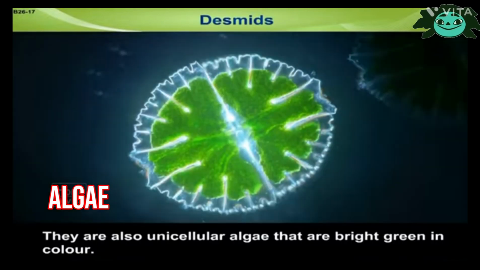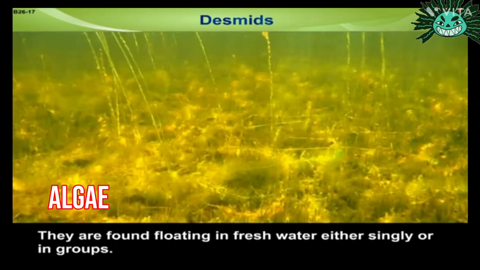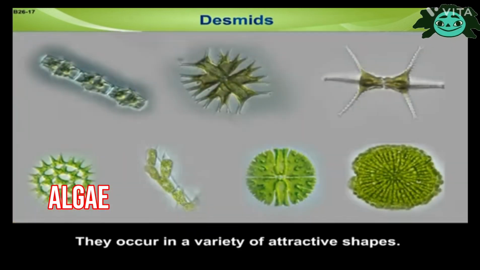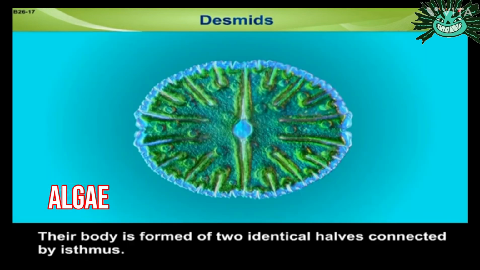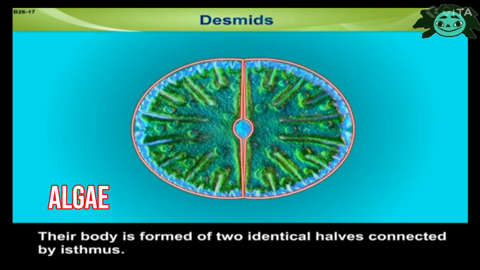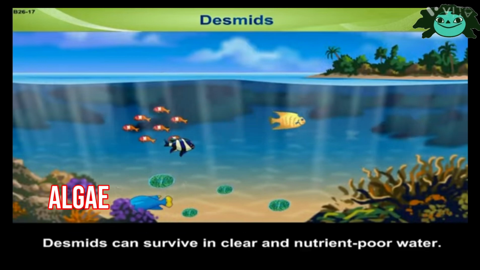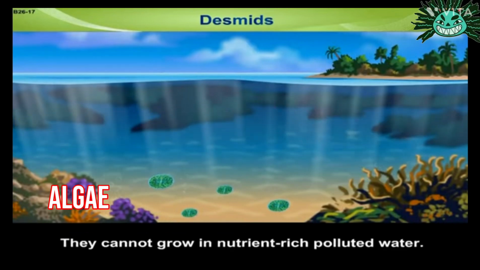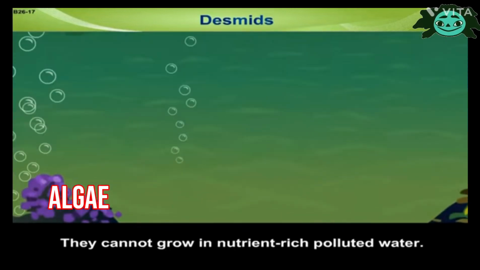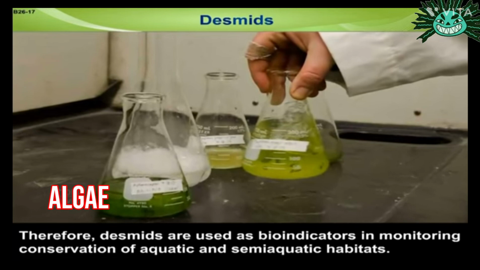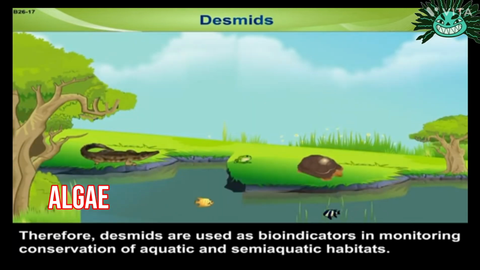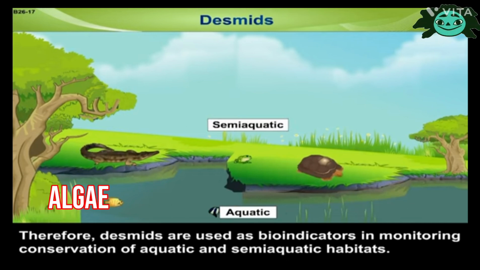Desmids. They are also unicellular algae that are bright green in color. They are found floating in fresh water either singly or in groups. They occur in a variety of attractive shapes. Their body is formed of two identical halves connected by isthmus. Desmids can survive in clear and nutrient-poor water. They cannot grow in nutrient-rich, polluted water. Therefore, desmids are used as bioindicators in monitoring conservation of aquatic and semi-aquatic habitats.